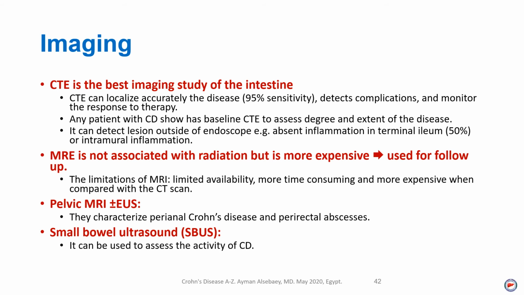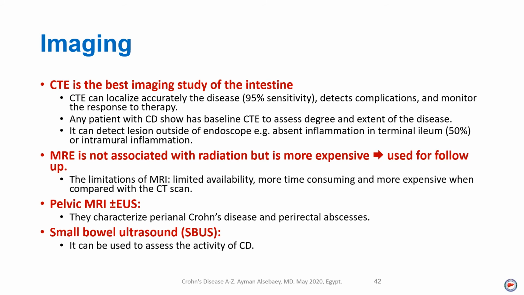So generally, when we have a patient with Crohn's disease, number one, do CT enterography for him to diagnose, know the location of the disease, the extent, the severity, and the map of the disease. Okay? And if it is associated with complications like perianal disease, stricturing, fistulae, abscess, and so on, then during follow-up with treatment, we can do MRI enterography because it is not associated with radiation. Okay?